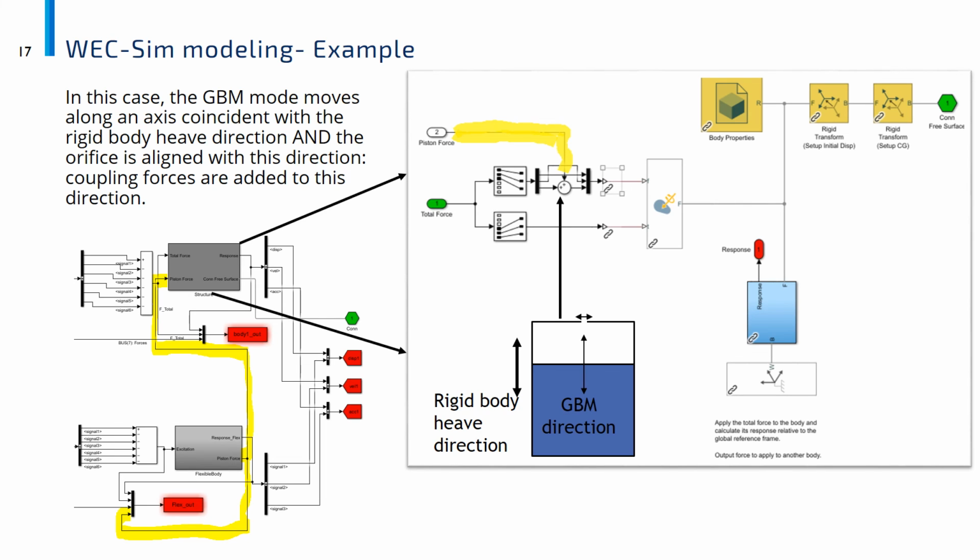This might look a little different for you if your generalized body modes were defined differently, or it might be more complicated, for instance, if your orifice was positioned at an angle perhaps, so it wasn't just acting along the nominal heave direction. Then you would have to do something a little more complicated here, because the coupling force to the rigid body modes wouldn't just be applied in your heave direction.